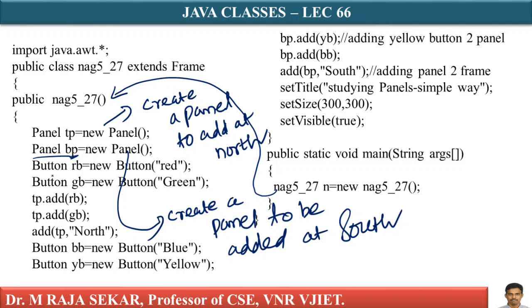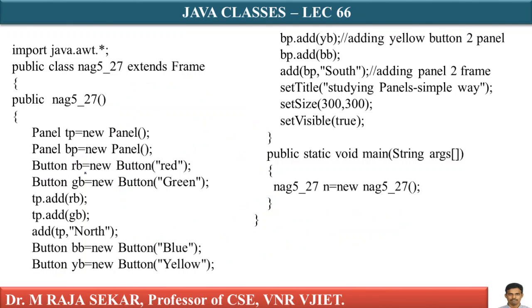Now what am I doing? I am creating a button. Button RB equal new Button red. RB means red button; the name of the button is red. Button GB equal new Button green. I am creating one more button whose name is green. Now how many panels do I have? This is the first panel, the top panel. This is the second panel, the bottom panel.